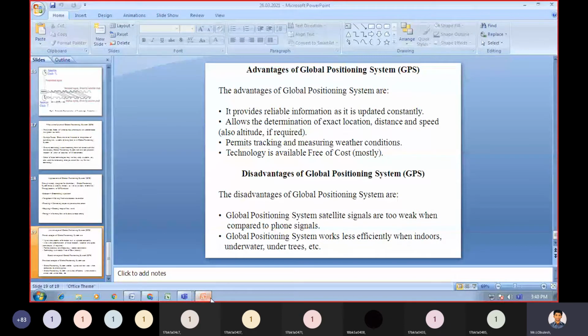Then the third one is that it permits tracking and measuring the weather conditions.